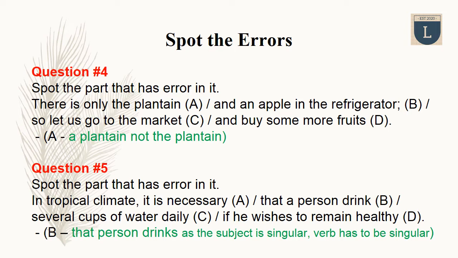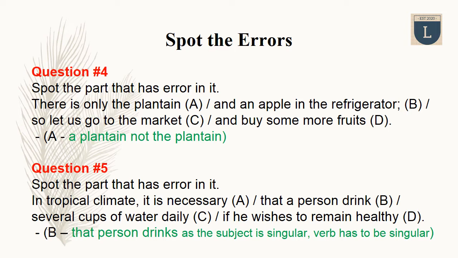For a singular subject, the verb has to be singular. This is what is known as subject-verb agreement. If the subject is singular, the verb has to be singular. If the subject is plural, the verb has to be plural. There should not be any mismatch. So that is what is known as subject-verb agreement.